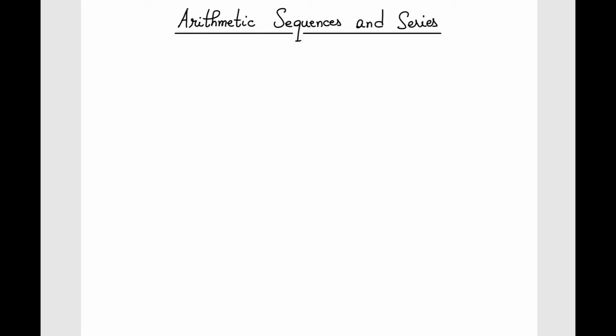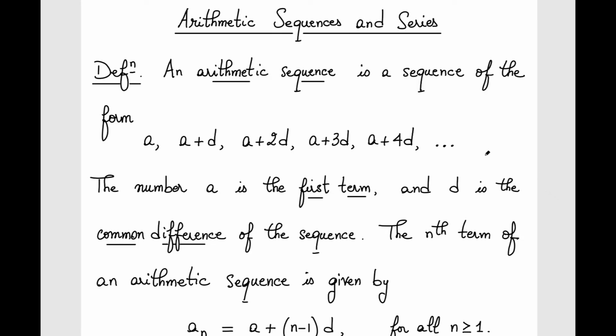Arithmetic sequences and series. Probably the simplest way to generate a sequence is to start with a number and add to it a fixed constant over and over. Such a sequence is called an arithmetic sequence. So you start with a number and keep adding to it a fixed constant, in this case labeled d, over and over. That d is called the common difference of the sequence. It's called a common difference because any two consecutive terms differ by this number d, right? So to move from one term to the next, you just add d.